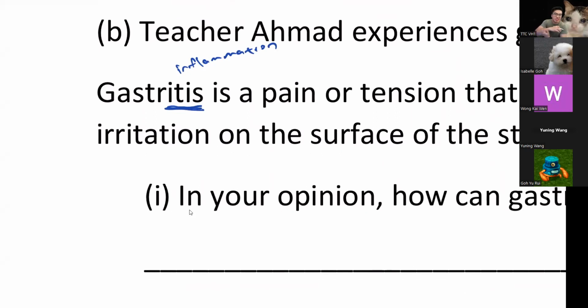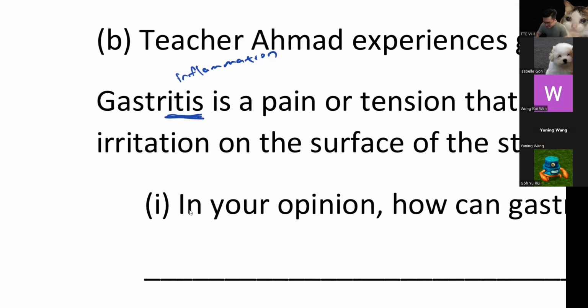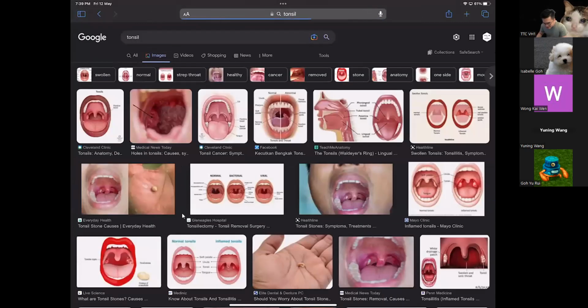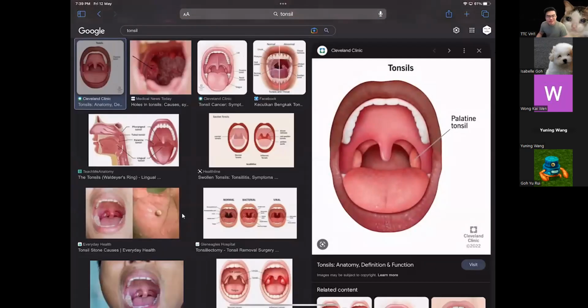You know your skin, right? When you go and see a skin doctor, it's called a dermatologist. So if your skin is swollen, we call it dermatitis. You have tonsillitis. Okay, you know what's a tonsil? Whenever you go to the clinic, the doctor asks you to open your mouth. That's your tonsil, right? So if your tonsil is swollen, we call it tonsillitis. Usually when you get fever, your tonsil will be swollen.